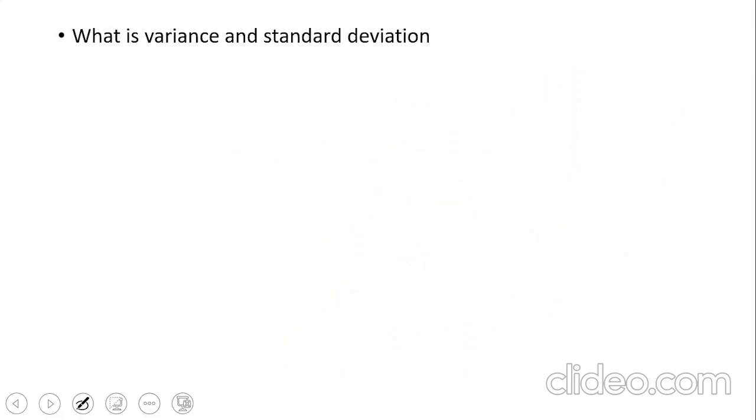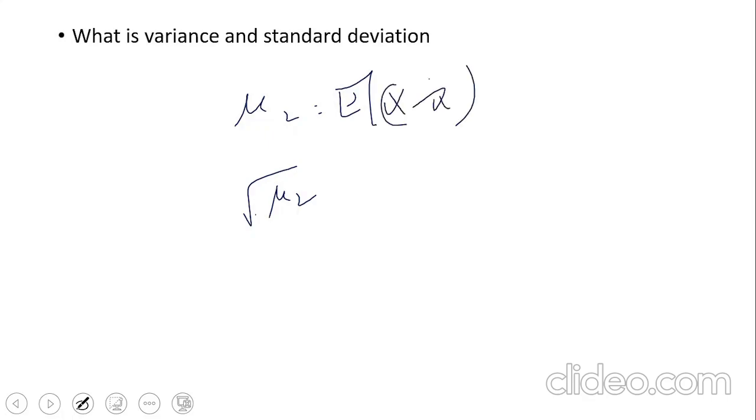And what is variance? I just now told you variance is equal to mu 2, and standard deviation is square root of mu 2. That is E of x minus x bar whole square.